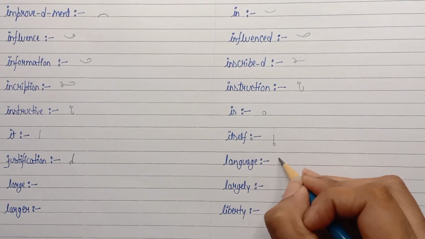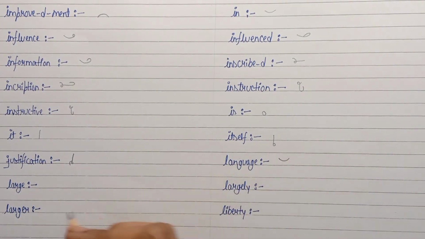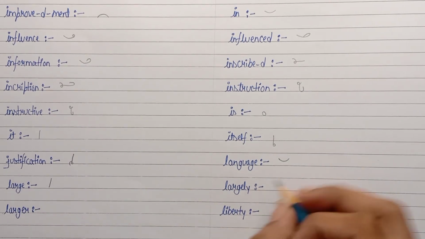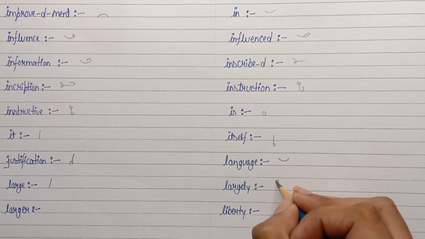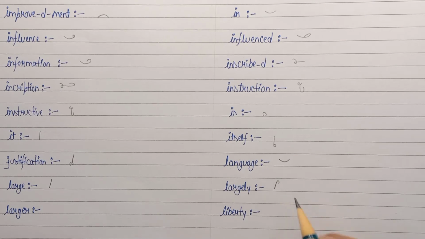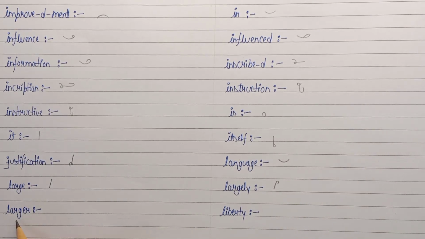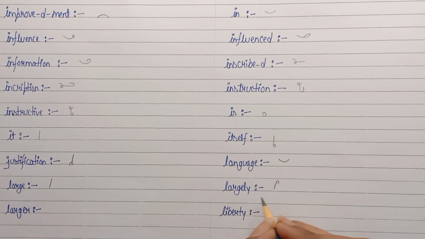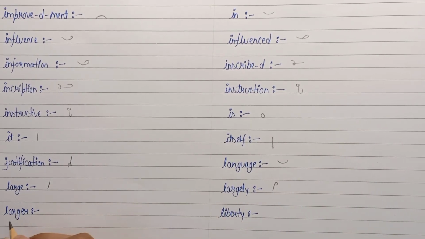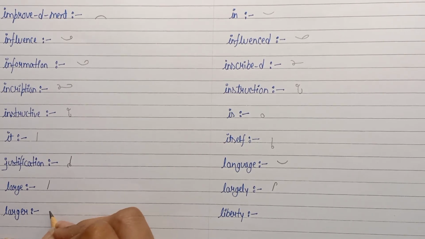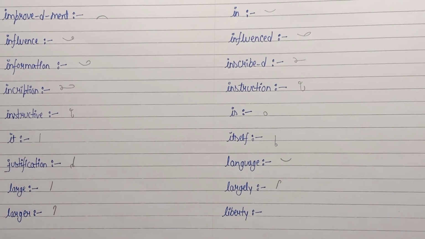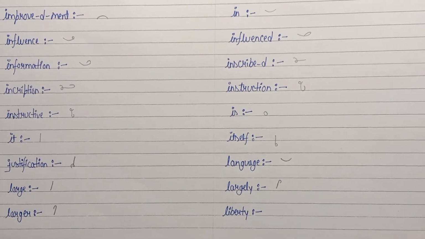Language and large. Largely, R with J hook, sorry, R hook with J, then larger. So this is the L hook with J, and for larger, R hook with J. Clear? Next is liberty.